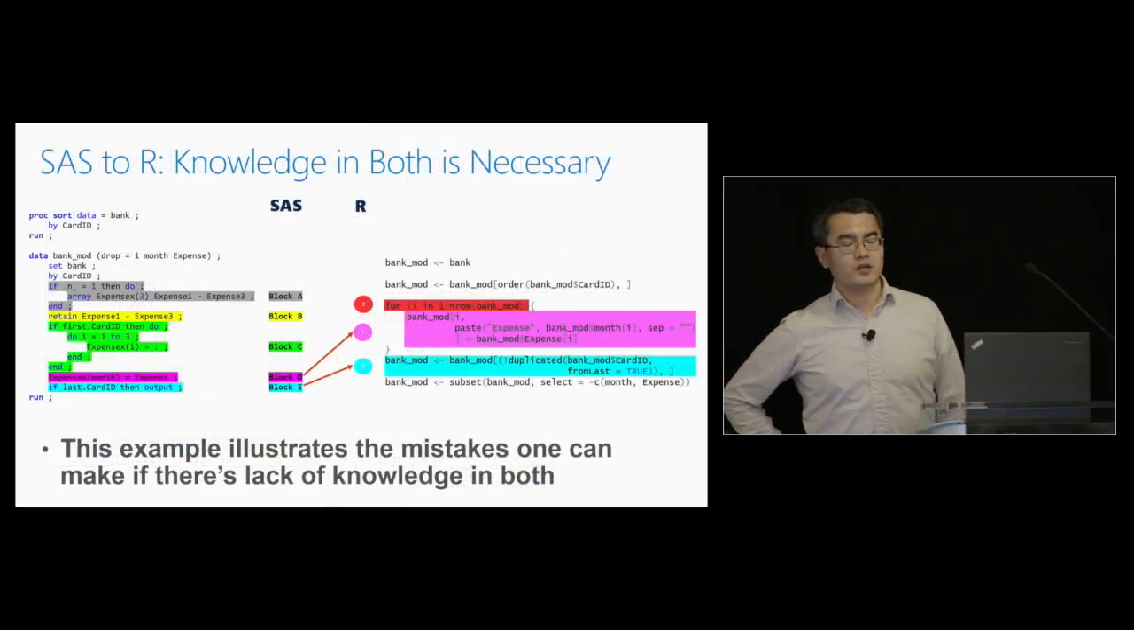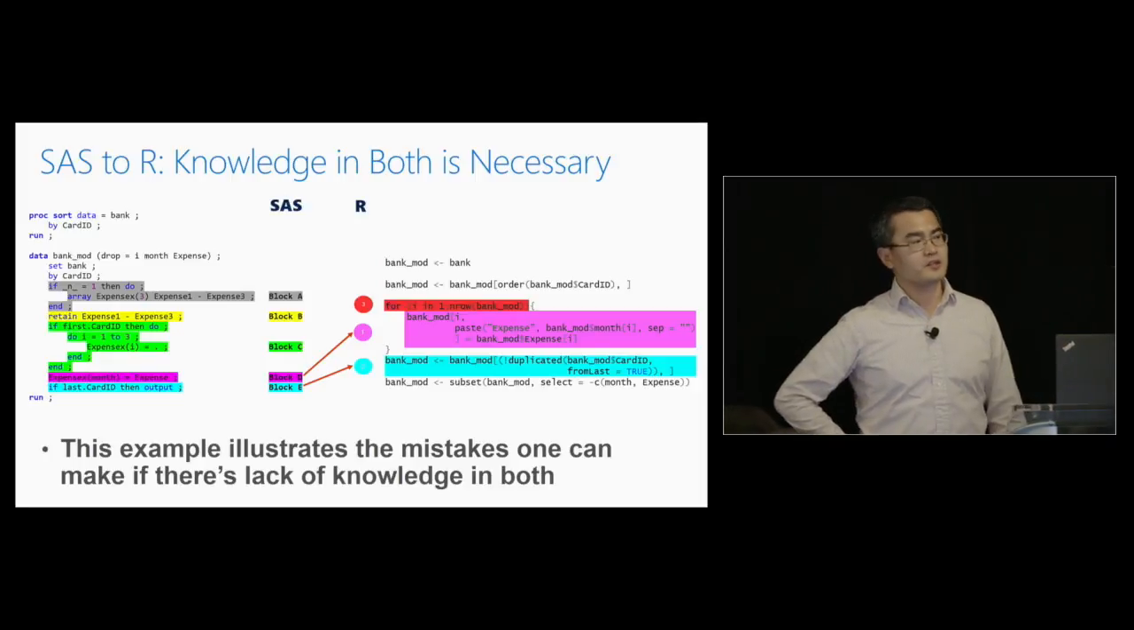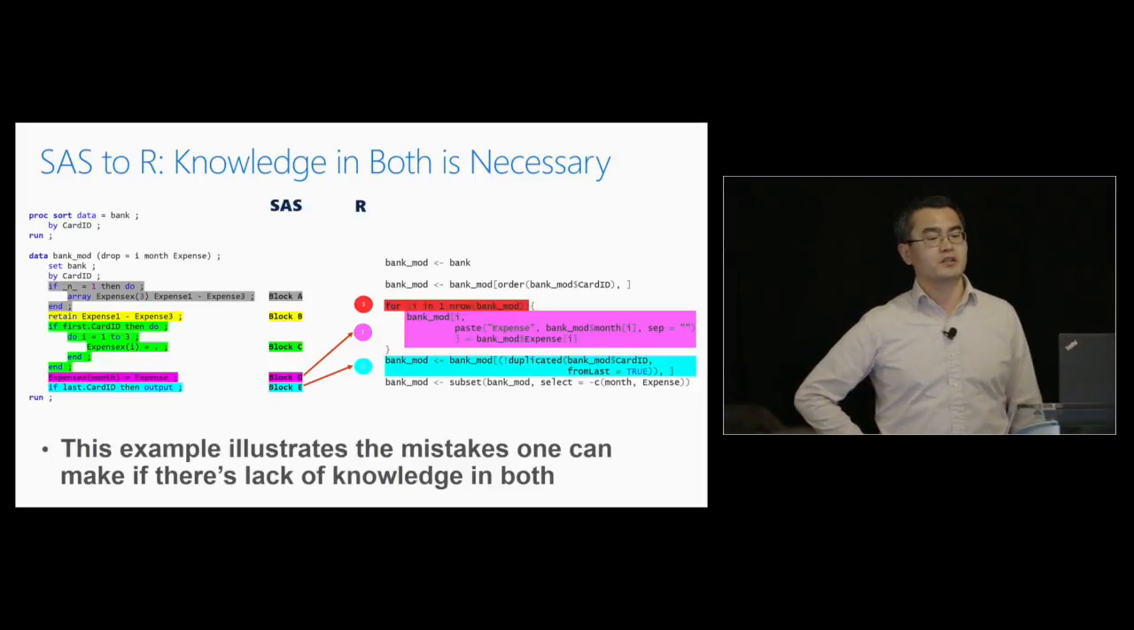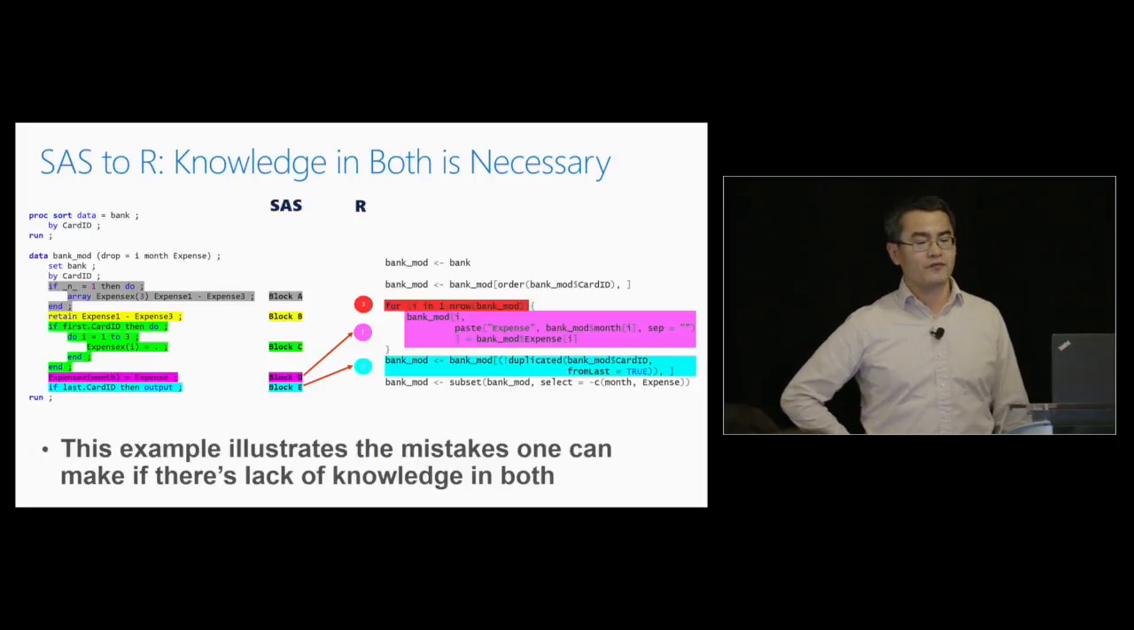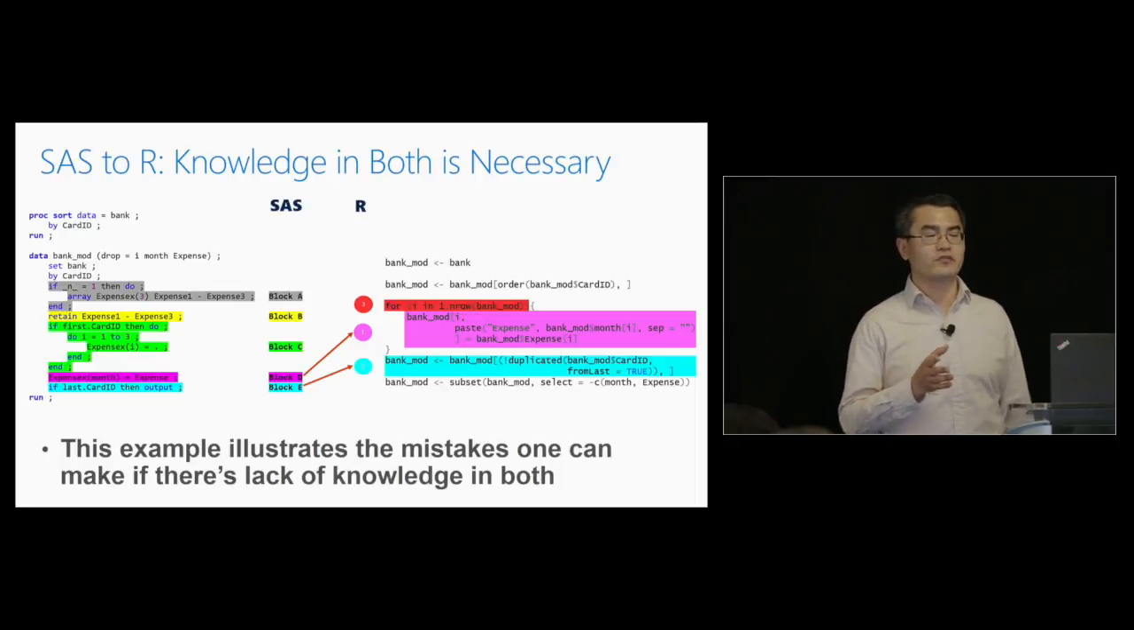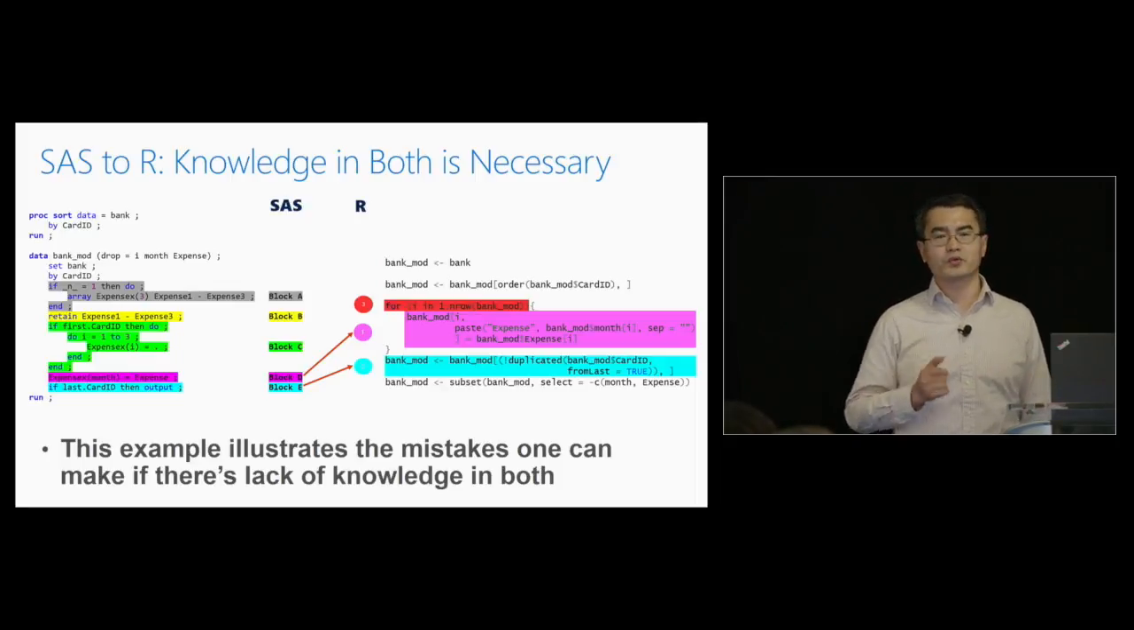The second lesson we learned is that in this kind of work, knowledge of both languages is necessary. This example illustrates the kind of mistakes one can make if there's a lack of knowledge in both. What this code is trying to do is convert the SAS code on the left to the R code on the right.